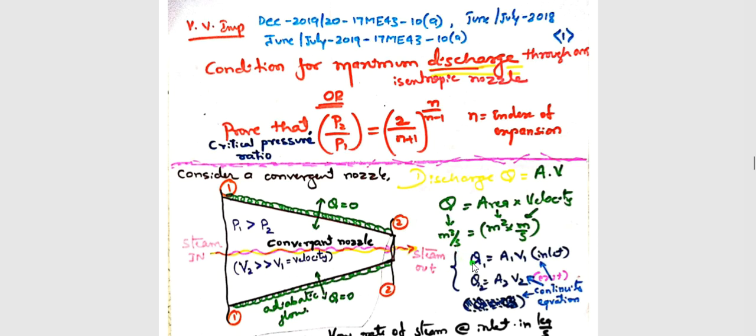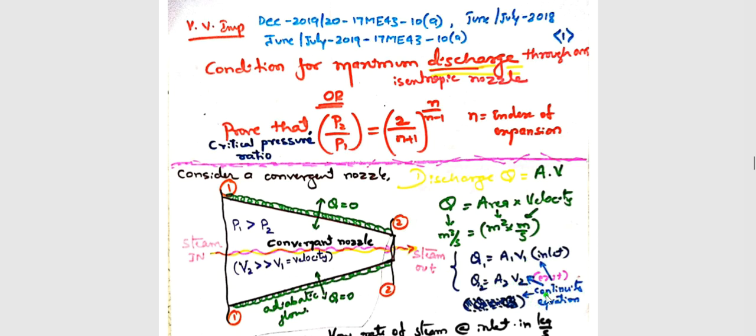If you are writing the discharge equation at the inlet of the nozzle, then A1 is the area at the inlet and V1 is the velocity at the inlet. A1 is the cross-sectional area, so he may give the diameter of the nozzle at the inlet. Using A1 is equal to pi by 4 d square, you calculate A1 and multiply by V1, and you will get the discharge. Similarly, the discharge Q2 is equal to A2 into V2, and these two equations we can call the continuity equation.